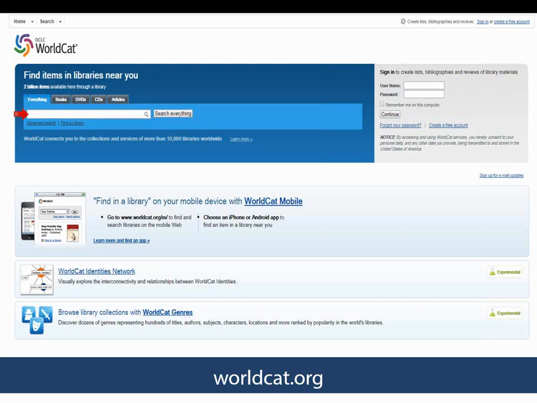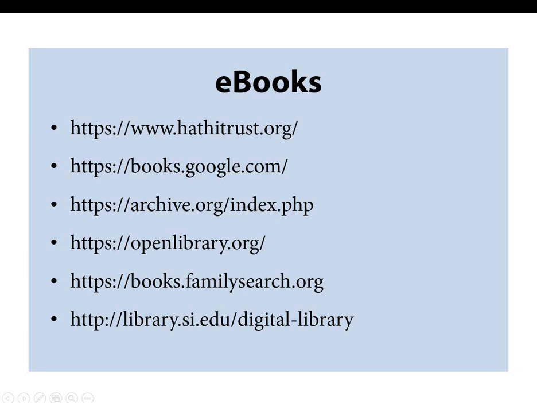And once you get a hit on that particular item, you can then put in your zip code, and it will tell you the closest library that has that particular item. And some libraries will participate in interlibrary loan, so that might be another way of you getting hold of some of these how-to books to help you figure out if the resources exist.